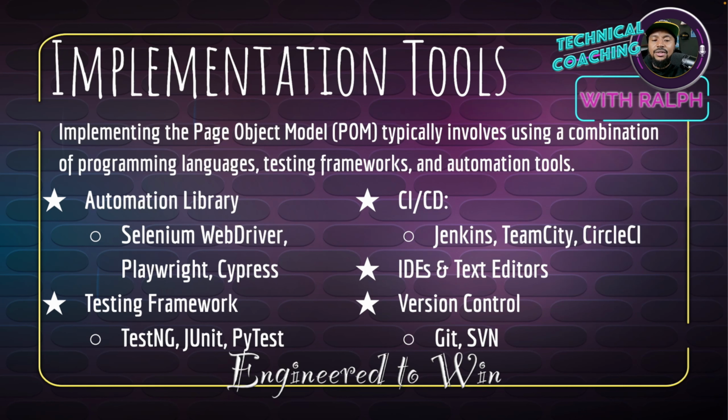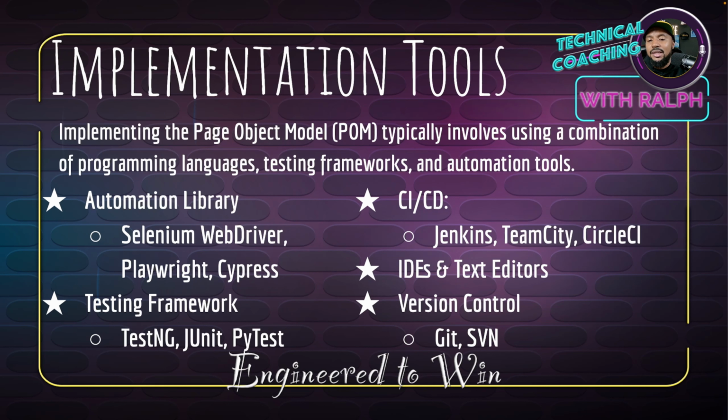So then we have our testing framework, which in Java you're going to have TestNG or JUnit. In Python, you can have PyTest, but there's other different ones, and also Cucumber. There's also Behave. In C Sharp, there's NUnit. So many different testing frameworks based on the language that you're using, and that's going to help you actually execute your test, right?